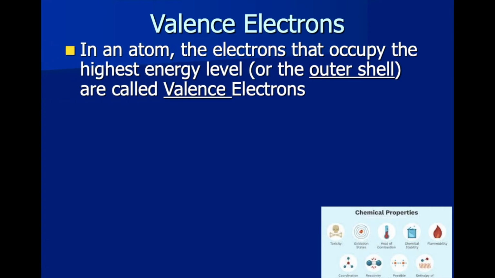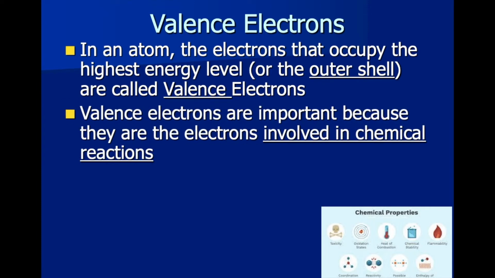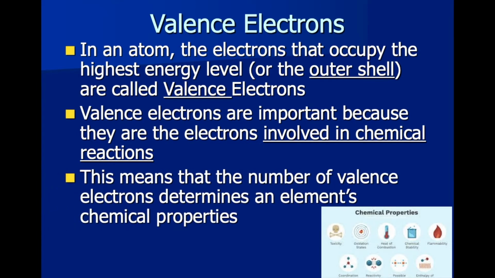In an atom, the electrons that occupy the highest energy level, or outer shell, are called valence electrons. Valence electrons are important because they are the electrons involved in chemical reactions. This means that the number of valence electrons determines an element's chemical properties, such as its toxicity, reactivity, flammability, stability.